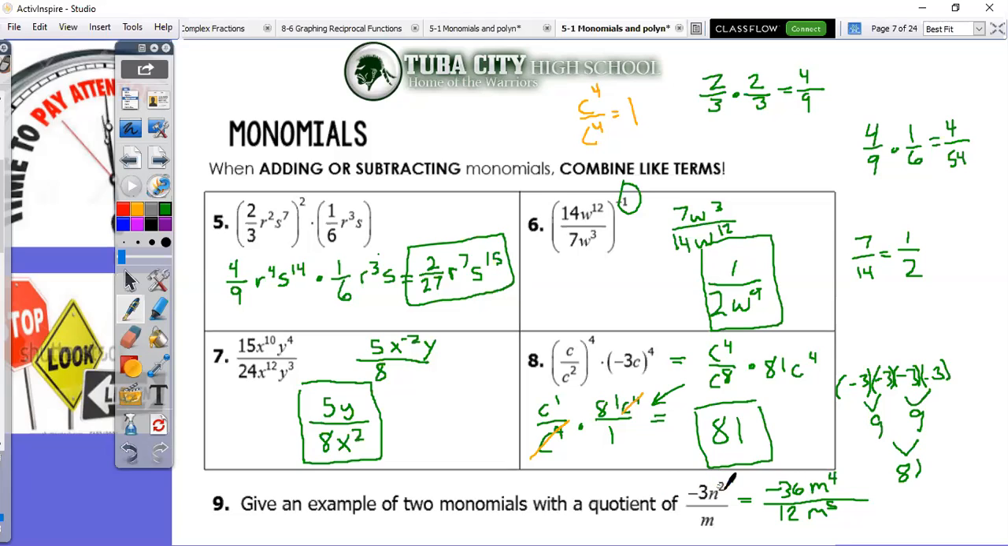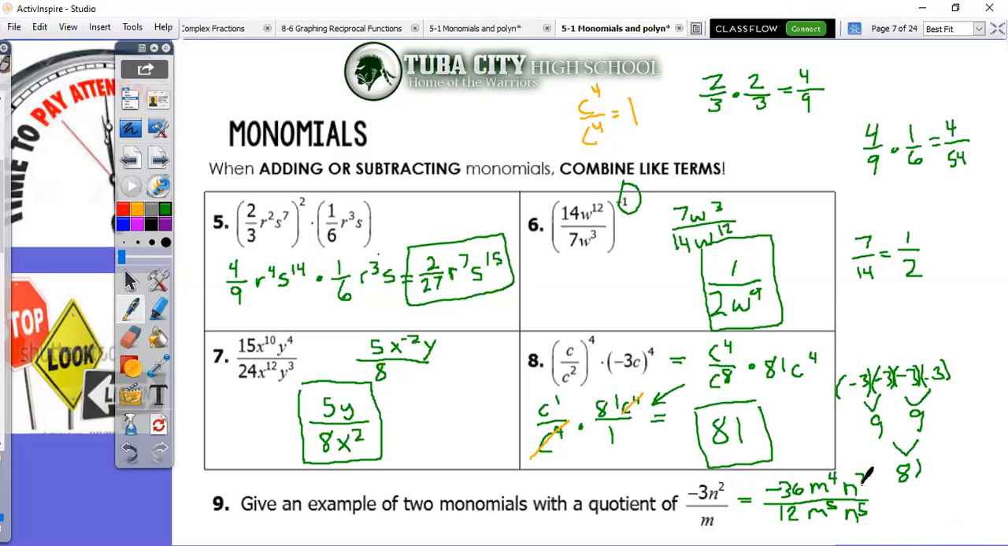All right, here I have 2 n's on top. So this means that there will be 2 more n's on top than there are on bottom. So I'm going to just pick a number. Let's go with n to the 7. Now I need 2 fewer n's, and that would be n to the 5. So negative 36 m to the 4 and n to the 7 all over 12 m to the 5, n to the 5. Wait, did I just make them both? Okay, I guess that works out.